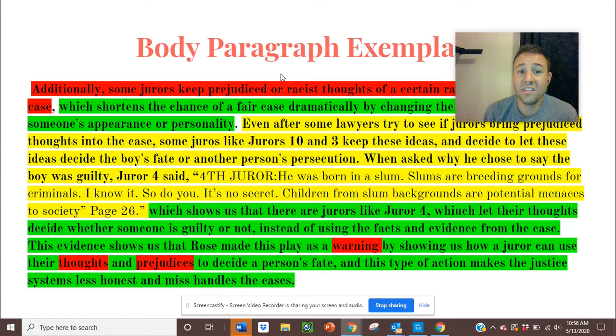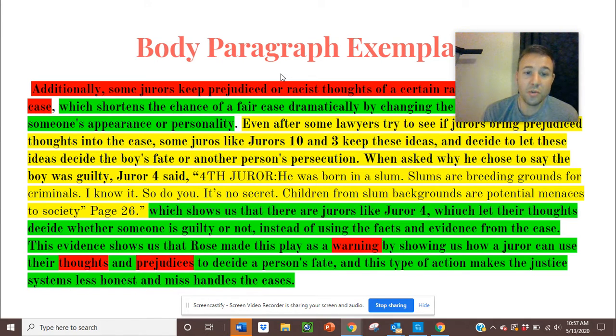Oh, Israel, this is the 10th juror, guy. This is the 10th juror who said this stuff, okay? So make sure you fix that. Which shows us there are jurors like Juror 10 who let their thoughts decide whether someone is guilty or not instead of using the facts and evidence from the case.